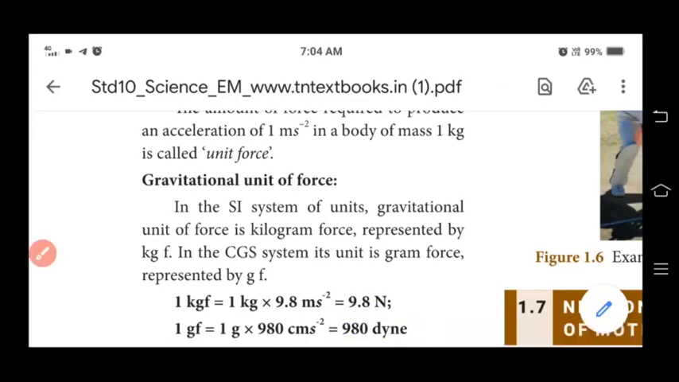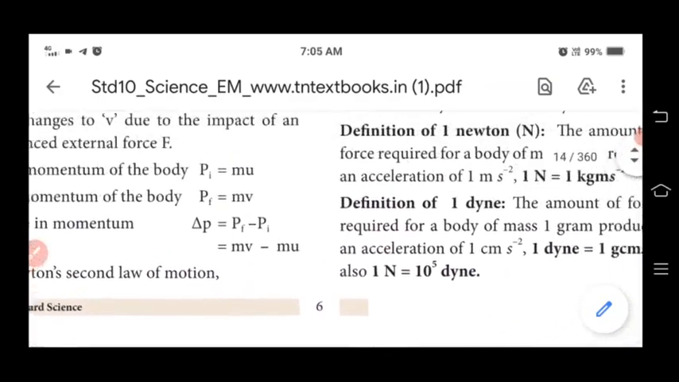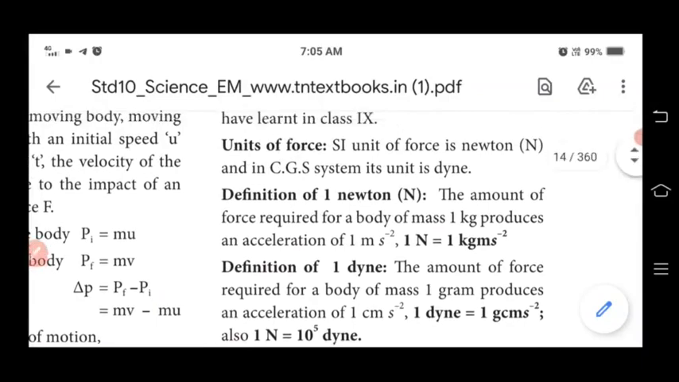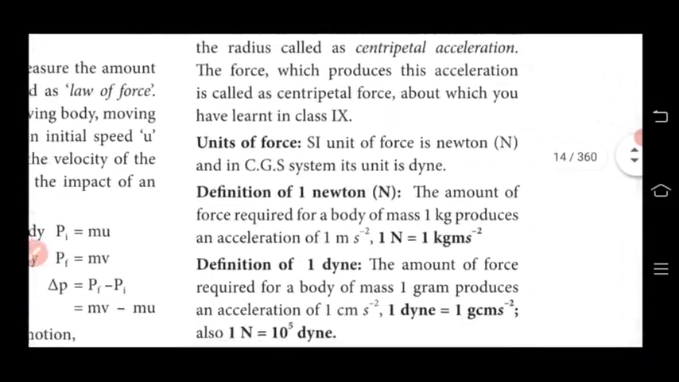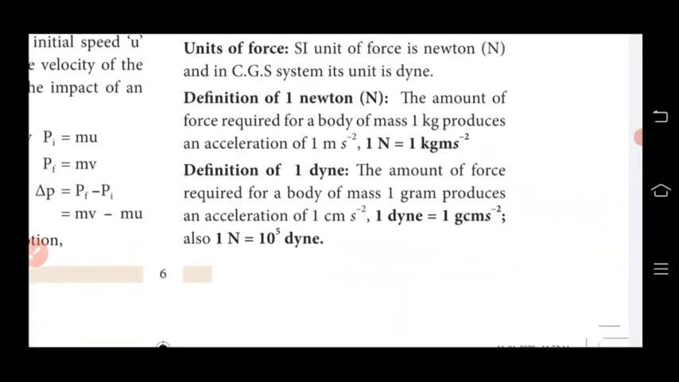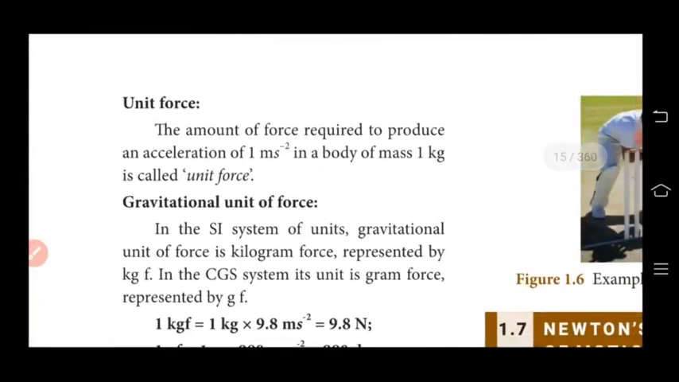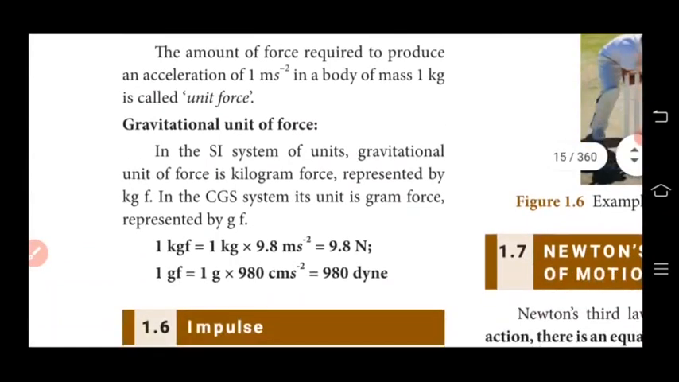And then students, in today's topic there are so many 2-mark and 1-mark questions, so you have to write all these things in your classwork note. First you have to write the unit for force, and then the second question is the definition of 1 Newton. Then you have to write the definition of 1 dyne, and then what is meant by unit force. And fourth, you have to write what is meant by gravitational unit of force with value.